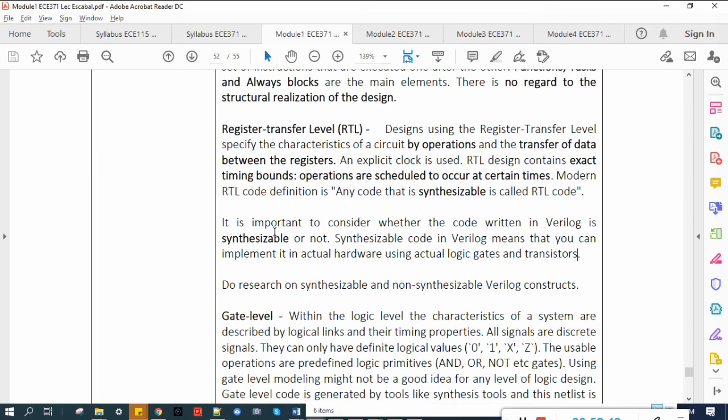equivalent hardware? The meaning itself of HDL is hardware description language. Therefore, we describe a circuit using HDL, such as Verilog or VHDL. And if we can't have an actual circuit with our HDL code, our circuit is useless.